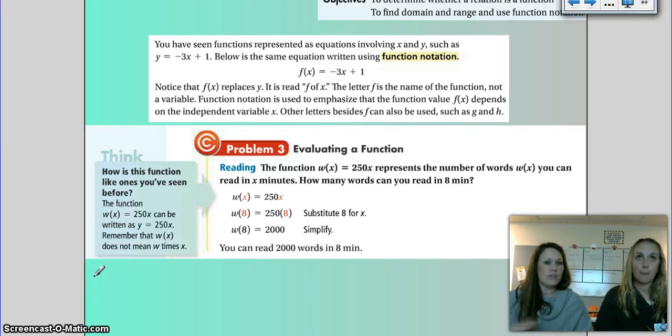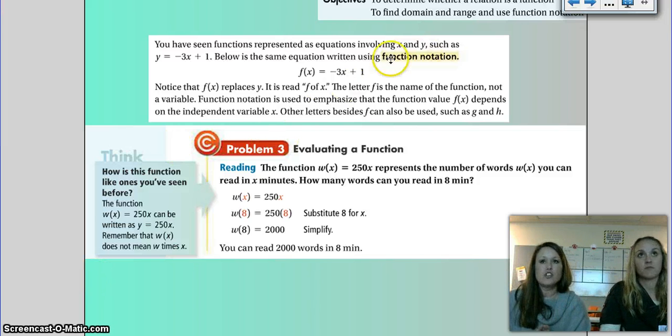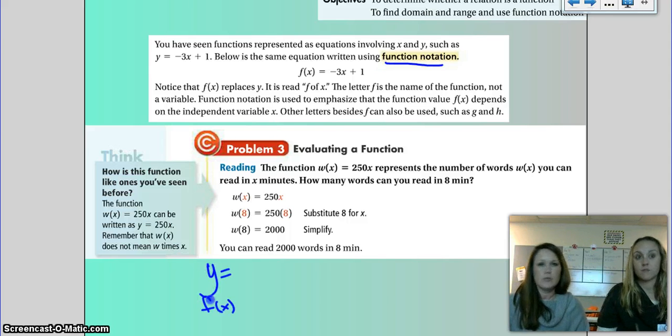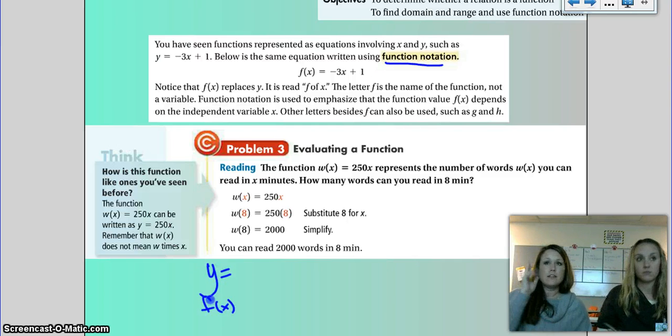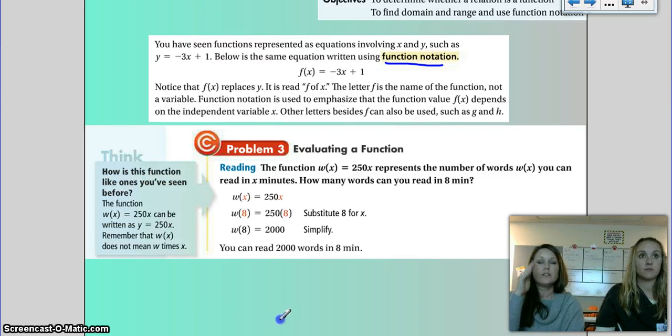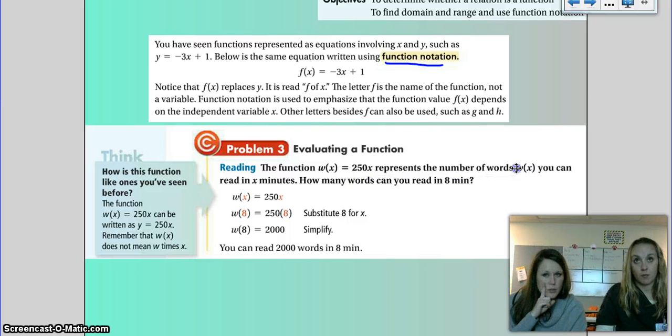Now we're talking about function notation. The only thing that's different is that instead of y equals, it says f of x or g of x or w of x or anything of x. So if you hear us say f of x equals, it's the same thing as y equals. If you look at the example in the middle of the page, it says the function w of x equals 250x. It represents the number of words, w of x, or y, you can read in x minutes.